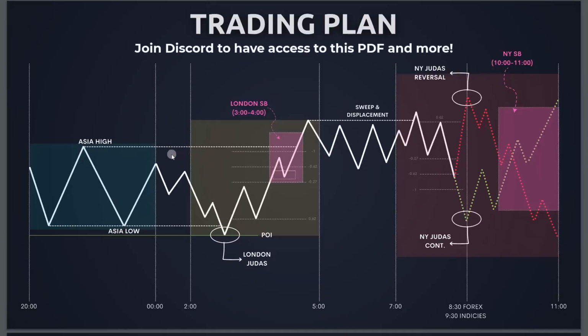We mark both of those levels and we expect price to take one of those as manipulation and then trend on the other side, or just have an aggressive move on the other side. Now, price started here. This is midnight. We don't look for trades until 2 a.m. This is the start of the London kill zone.